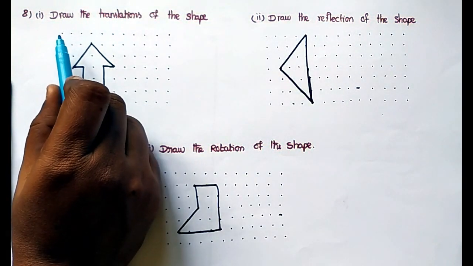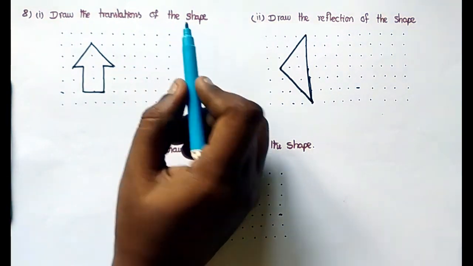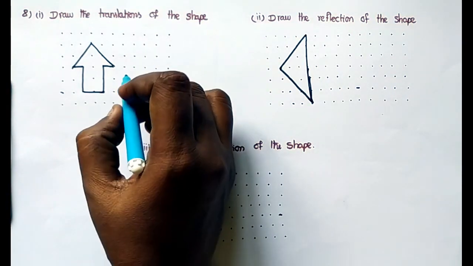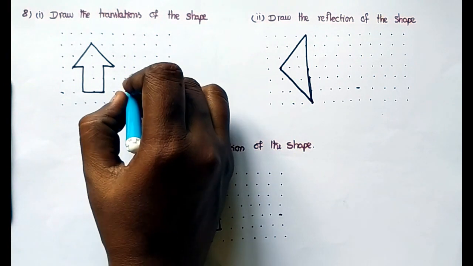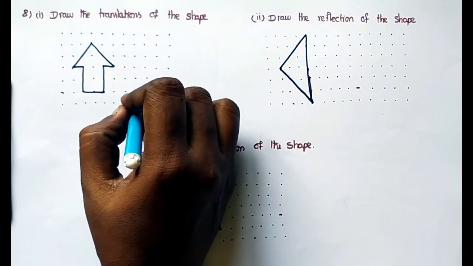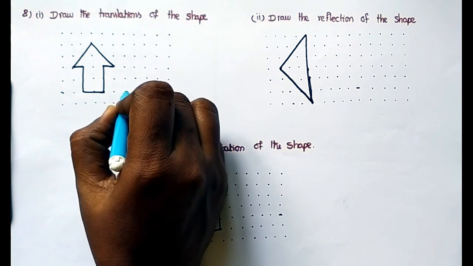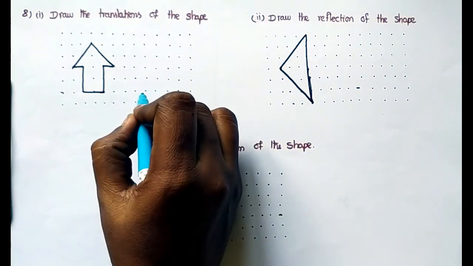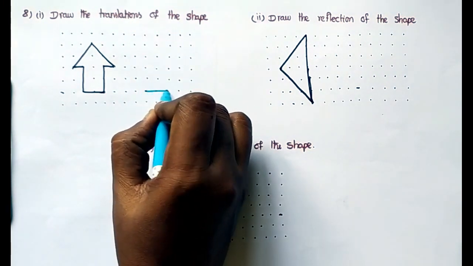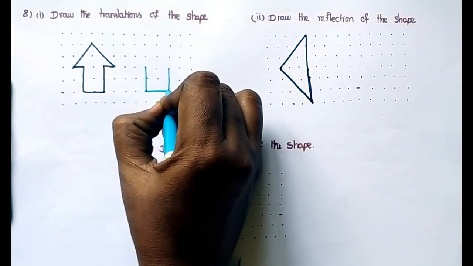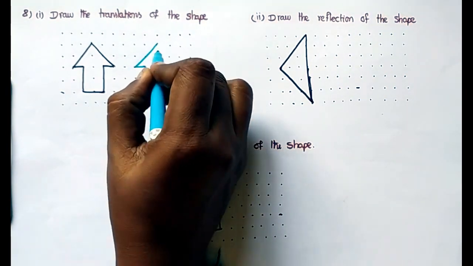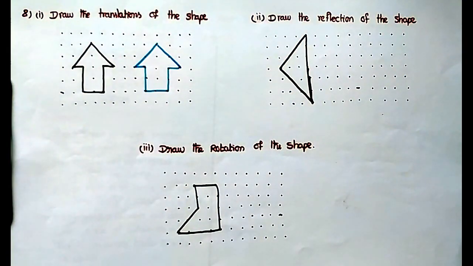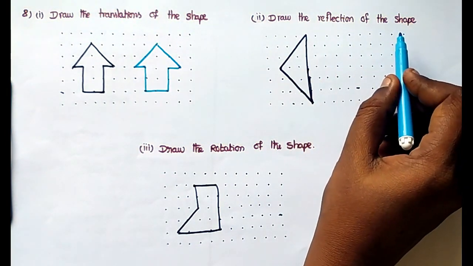Eighth one, first subdivision, draw the translation of the shape. Translation means what? Same thing, move some distance. So that is the translation. Listen, how will you draw means, listen here, same thing, that is the translation.